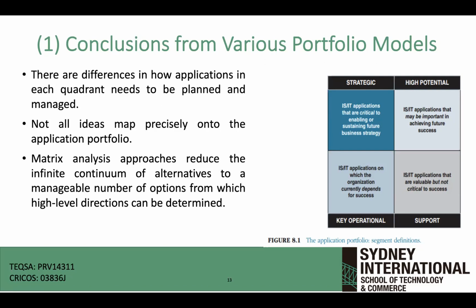Matrix analysis approaches, guys, reduce the infinite continuum of alternatives to something that is manageable. You say, okay, this is what I have in a portfolio. We'll manage that many items. Instead of putting in 1,000 that you can't manage, we say, all right, we're going to be working now on 5 strategic, 5 high potential, 5 operational, 5 support, because we know we are able to make the investments in those particular categories. We have enough resources to really reach the benefits we would like to reach from there.